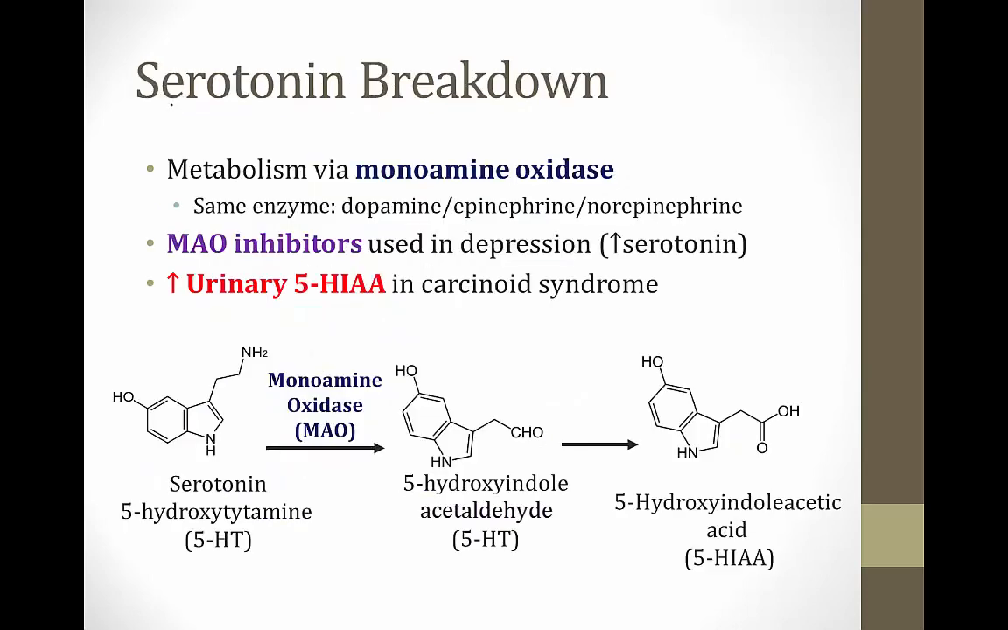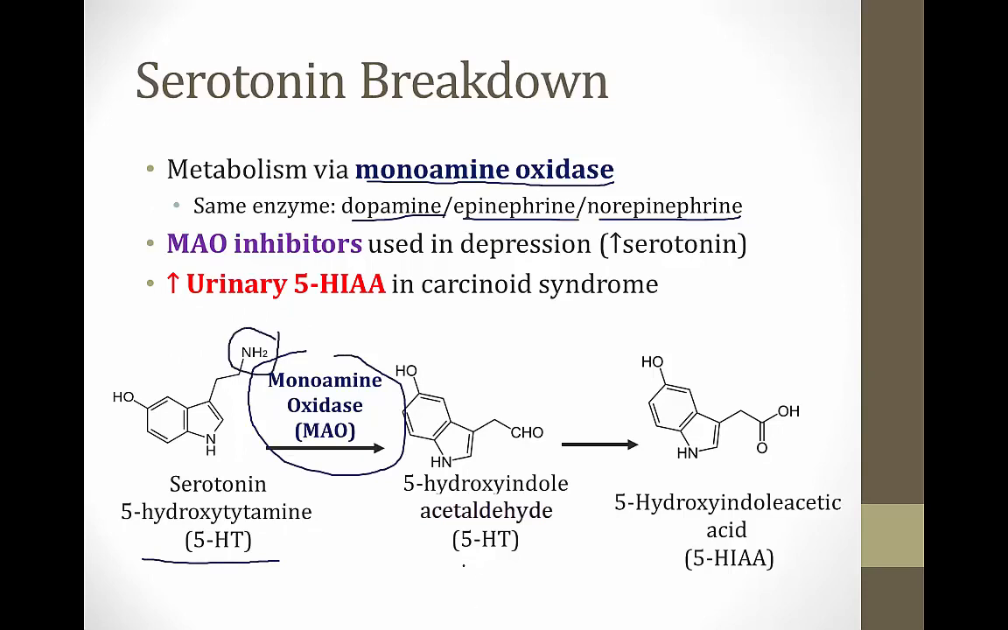Serotonin, which is synthesized from tryptophan, can be metabolized by the enzyme monoamine oxidase, and this is the same enzyme involved in the metabolism of dopamine and epinephrine and norepinephrine, which I discussed in the module on phenylalanine. This is the structure of serotonin on the left side of the screen here. Monoamine oxidase can remove this NH2 group. From there, the molecule of 5-hydroxyindole acetaldehyde can be converted into a molecule called 5-hydroxyindole acetic acid, or 5-HIAA, and this is the final metabolite of serotonin breakdown. It can be excreted in the urine.